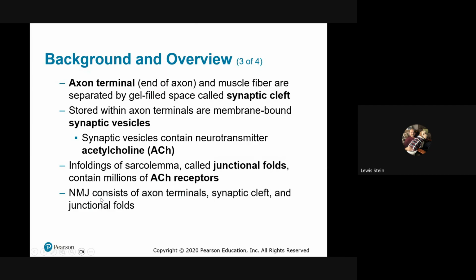So the junction, the end of the nerve, the terminal, the cleft, the space, and this particular protein that's got these unique folds, it's all about surface area.